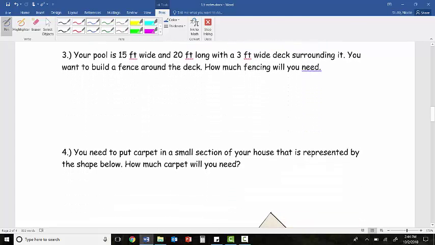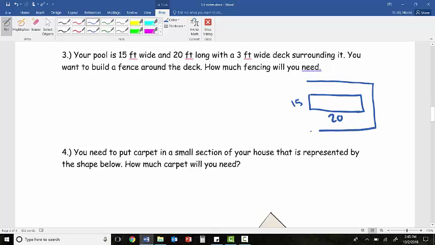All right, number 3 is a typical algebra problem. So you have this scenario. You have a 15-foot wide and 20-foot long pool. So I'll just kind of draw that really quick. This is 15 and this is 20, and it's totally not to scale. And that's okay. Then you're going to build a deck around your pool. Right? And it's 3 feet wide.